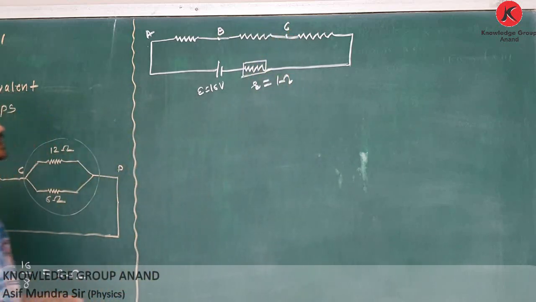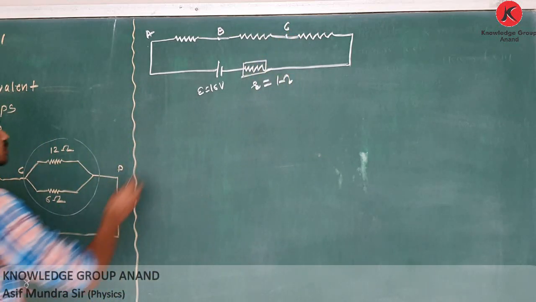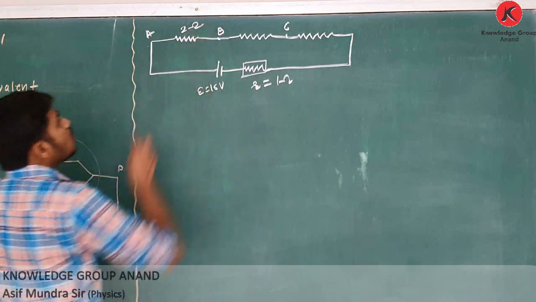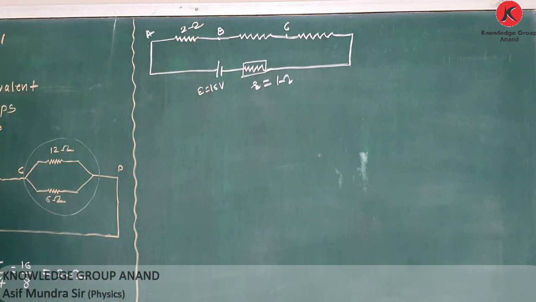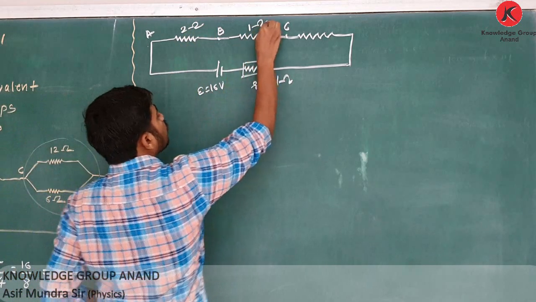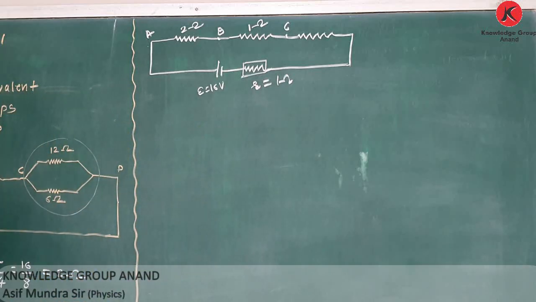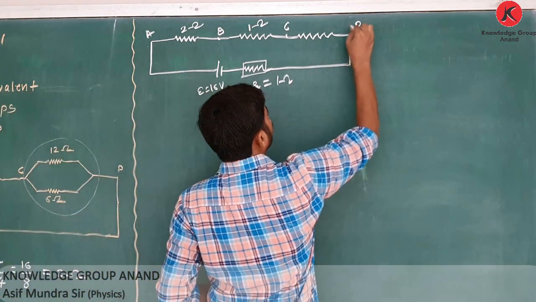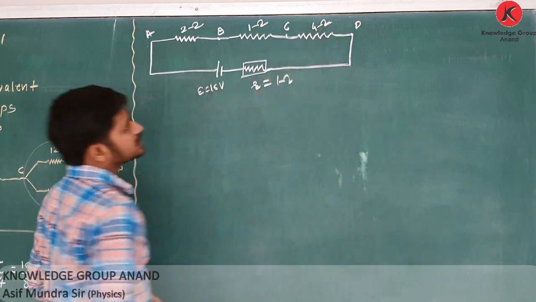Now, what is resistance between A and B? Resistance between A and B is 2 ohm. What is resistance between B and C? Between B and C it is 1 ohm. What is resistance between C and D? It is 4 ohm. Clear? So now it is a simple circuit.